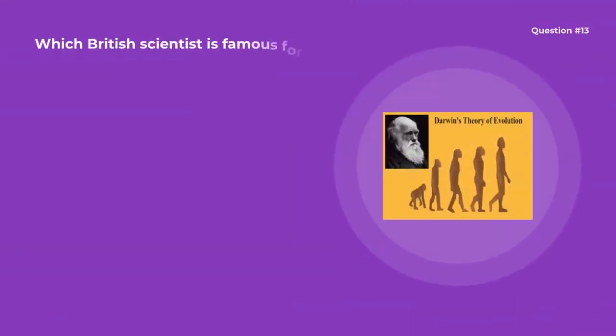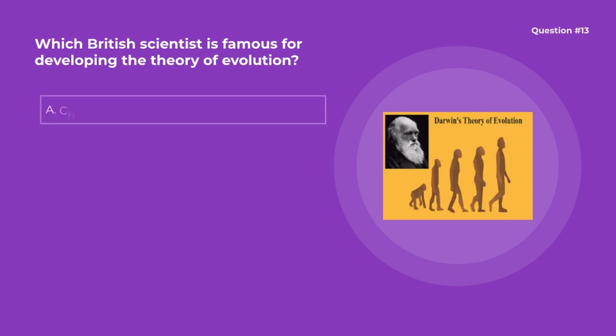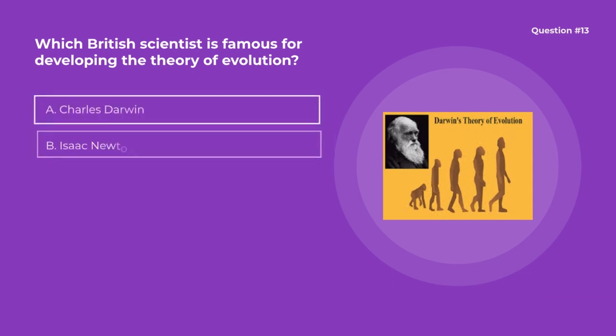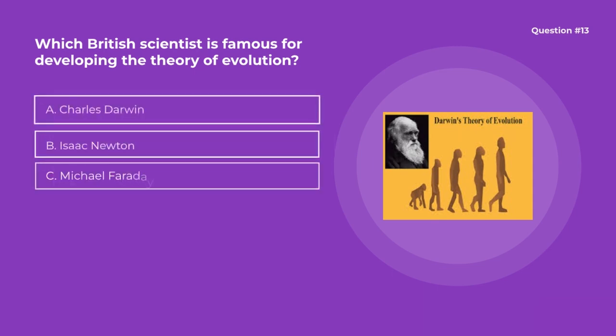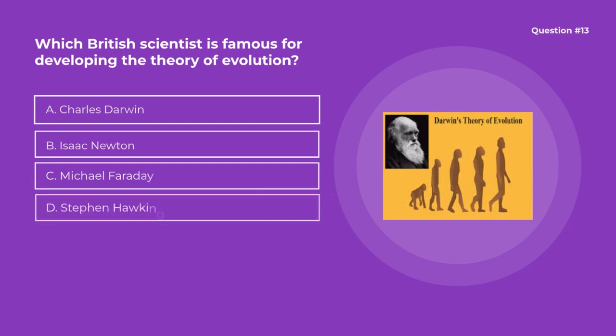Question number 13. Which British scientist is famous for developing the theory of evolution? Options are A. Charles Darwin, B. Isaac Newton, C. Michael Faraday, D. Stephen Hawking. The correct option is A. Charles Darwin. Darwin's theory of evolution was published in On the Origin of Species in 1859.